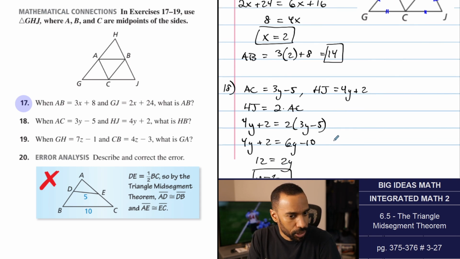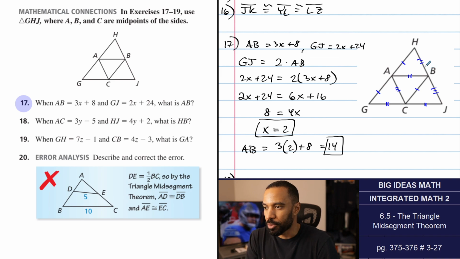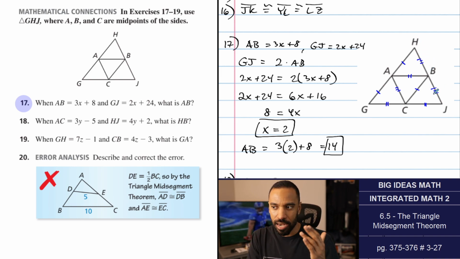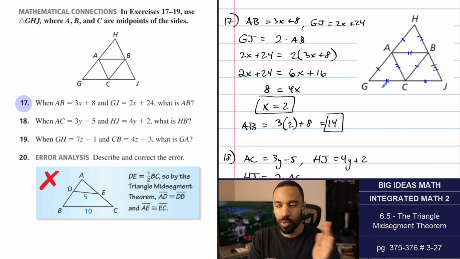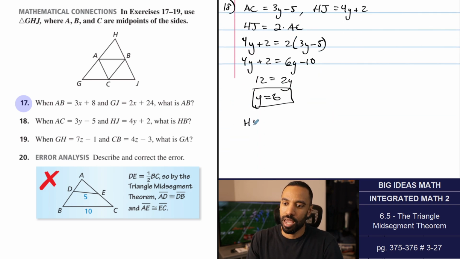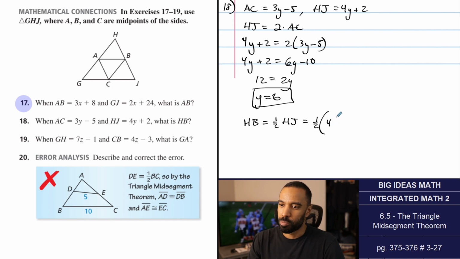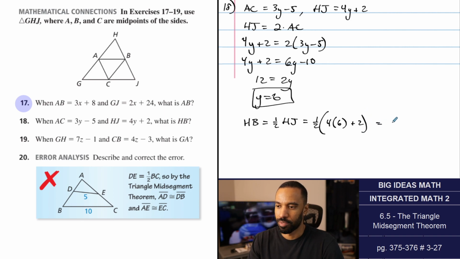Now we need to find the length of HB. You have a couple things you can do here. You can take the length of HJ and divide it by 2, or take the length of AC, which would be the same as it. Since we haven't done a half thing yet, let's just do that. Let's say that HB is half the length of HJ, which is half of 4y plus 2, but substitute the 6 that you got for y. 4 times 6 plus 2 like that. So half of 24 plus 2.